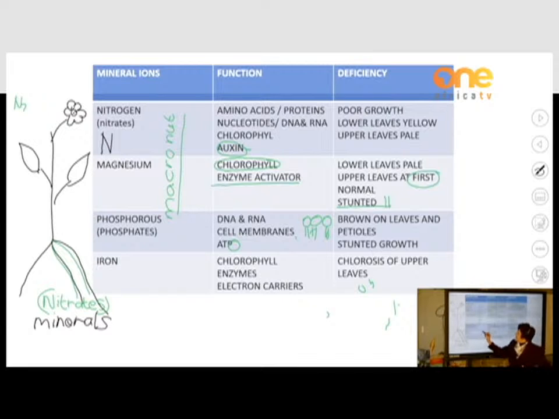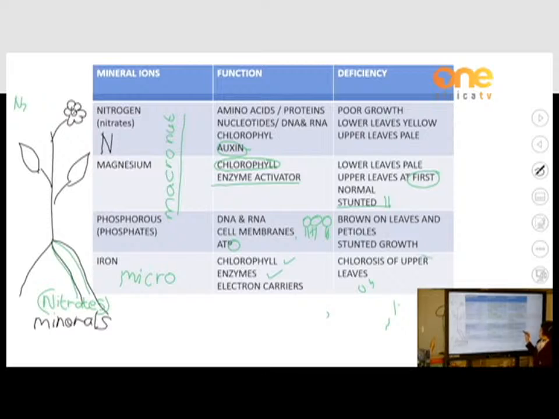Then iron. Now, if these are macronutrients, this one is a micronutrient. It only means that my plant needs that in small amounts, but still it is very, very important. And there we have chlorophyll again. So, nitrogen, magnesium, iron, chlorophyll. Enzymes I have again, and electron carriers. It helps with the biochemical processes that need to take place.